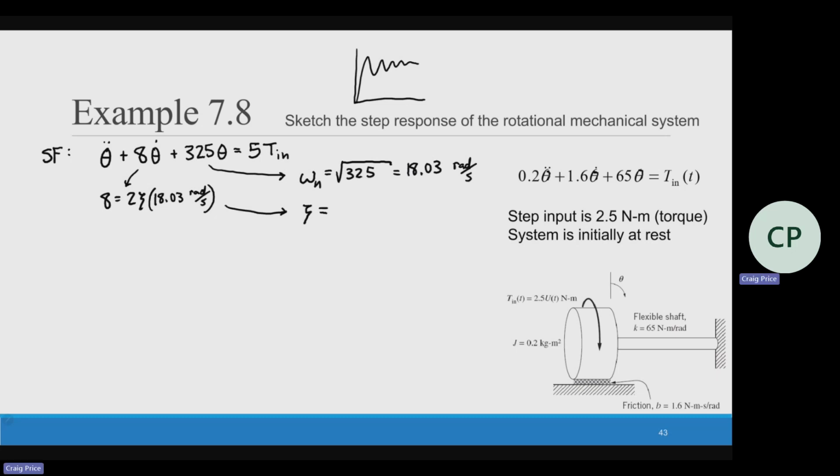See, I have 0.222, which is less than 1. Therefore, it is underdamped, so we can use all the equations we've got.